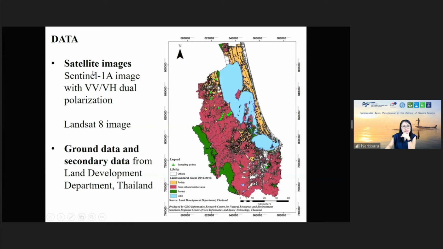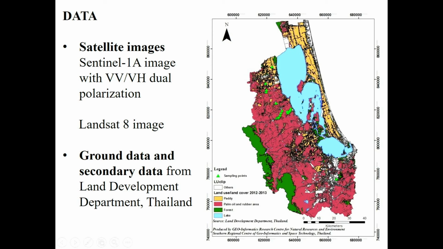I get the data from satellite images, from Sentinel-1 and from Landsat 8 images. And then I get secondary data from the Land Development Department, Thailand. I use this as secondary data and use the images to classify land use and land cover activities around Songkhla Lake.